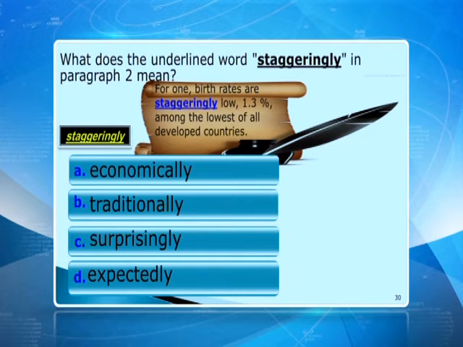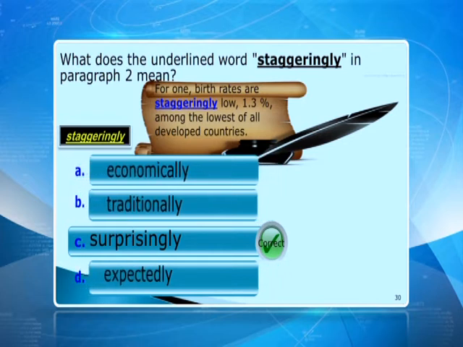What does the underlined word staggeringly in paragraph number 2 mean? The sentence is in front of you. For one, birth rates are staggeringly low, 1.3%, among the lowest of all developed countries. Does it mean economically, traditionally, surprisingly, or expectedly? Okay, very good. Your answer is surprisingly.